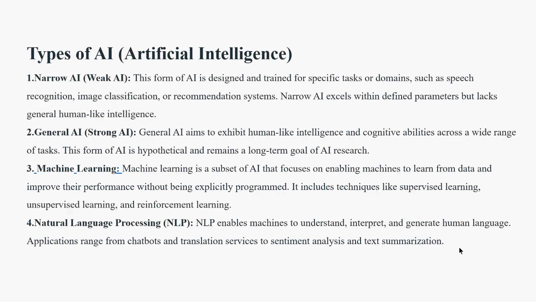Next is machine learning. Machine learning is a subset of AI that focuses on enabling machines to learn from data and improve their performance. We are going to create certain algorithms which are going to work for the scenario and give answers accordingly. That is what machine learning is going to do. It includes techniques like supervised learning, unsupervised learning, and reinforcement learning.